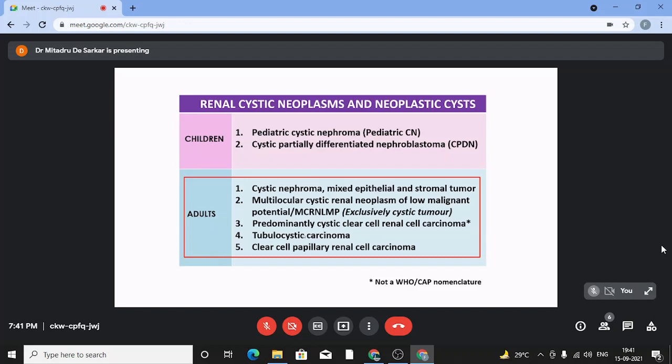Apart from that, you have tubulocystic carcinoma and clear cell papillary RCC. Among these particular entities, clear cell papillary RCC is one which will often have a solid and cystic component.